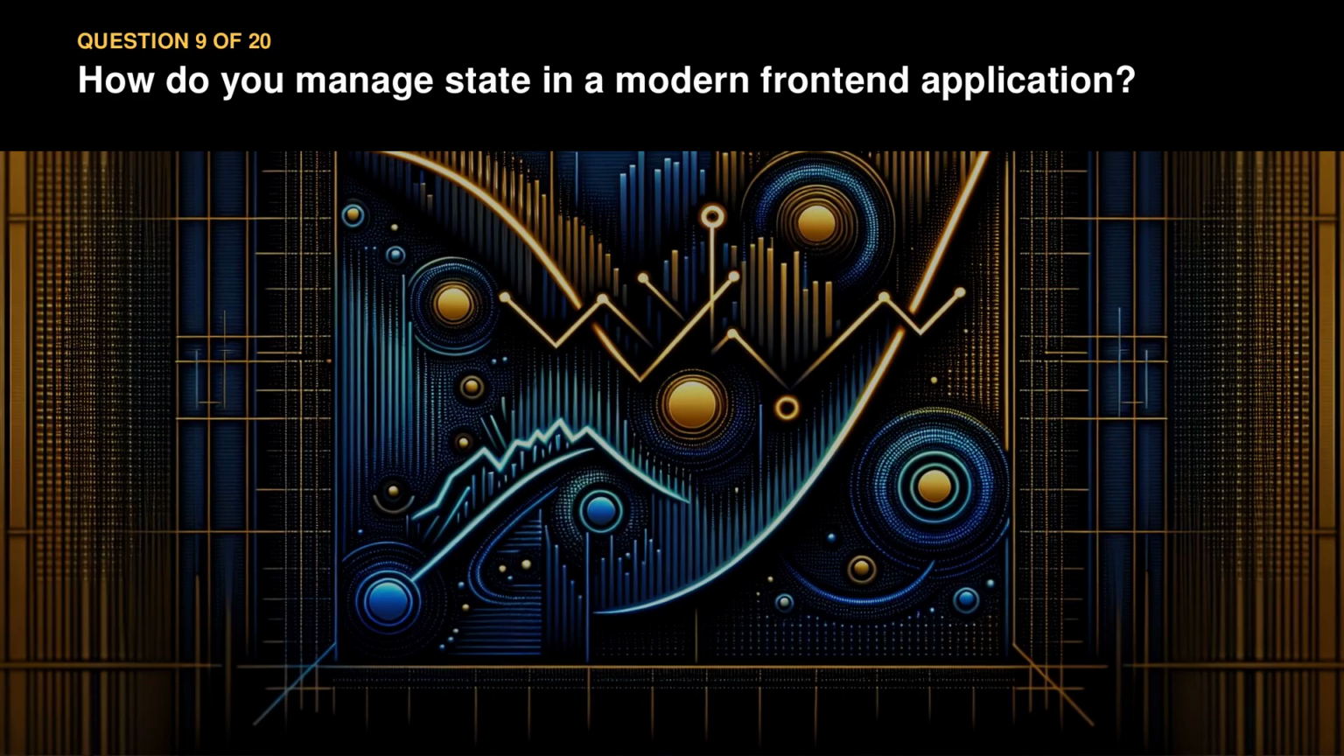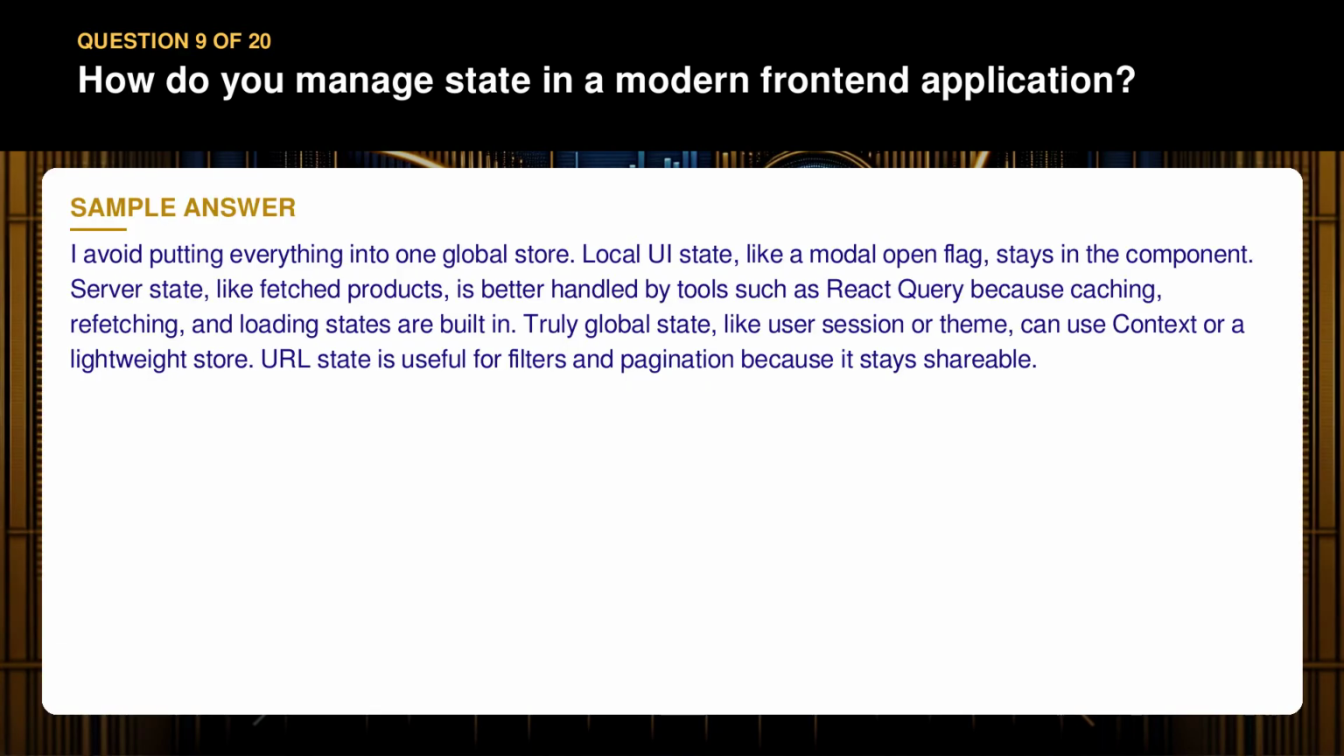Question 9. How do you manage state in a modern front-end application? I avoid putting everything into one global store. Local UI state, like a modal open flag, stays in the component. Server state, like fetched products, is better handled by tools such as React Query, because caching, refetching, and loading states are built in. Truly global state, like user session or theme, can use context or a lightweight store.